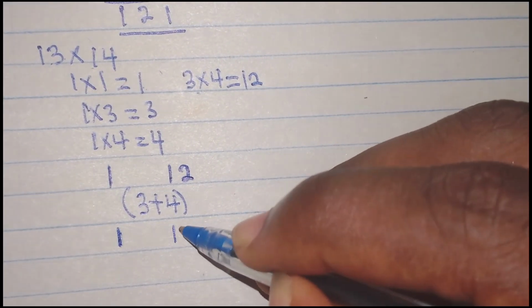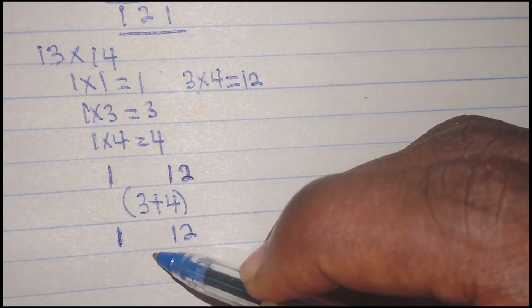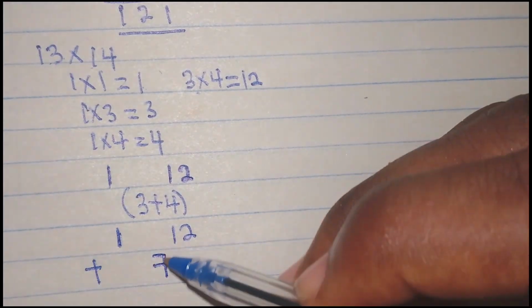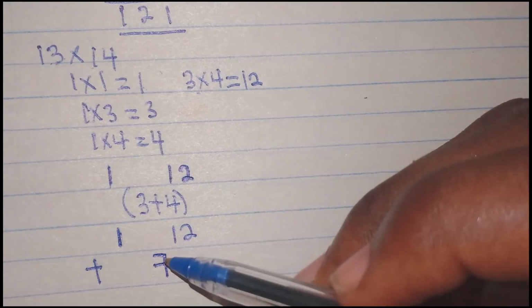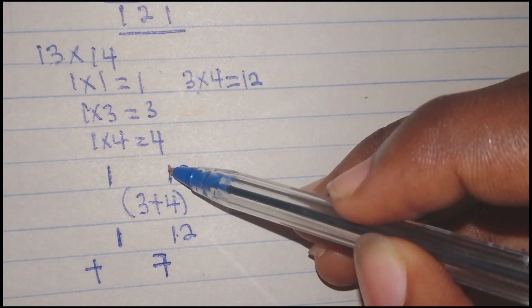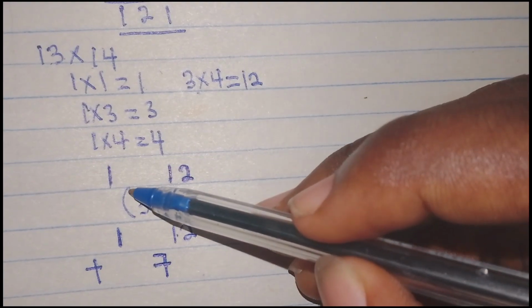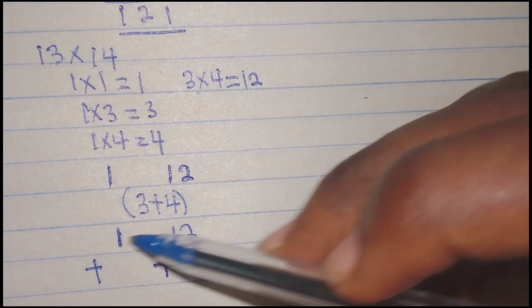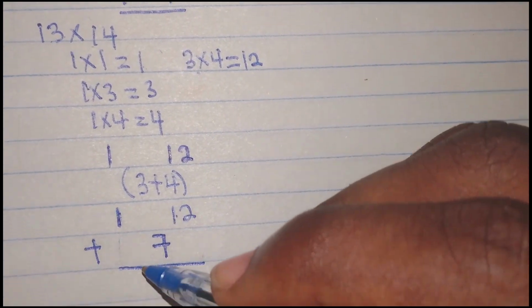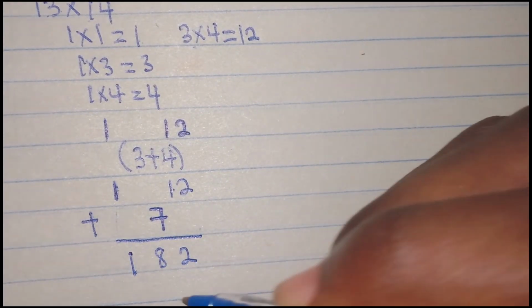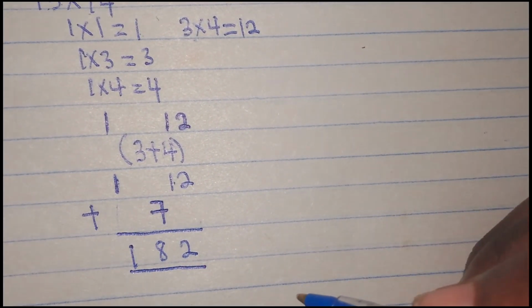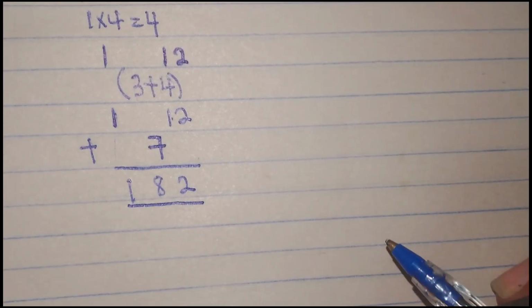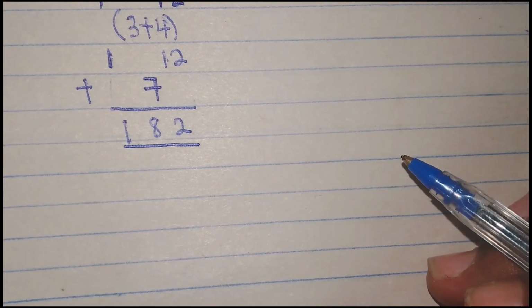So now we have 1, then 1, 2, then 7. So 7 will be here. Then you add them. Take note, we are adding this 1 to the 7. As I said, the 1 here is not only affecting the 4, it's affecting both of them; that's why I brought a bracket. So the sum of both of them is affected. So we get 182.